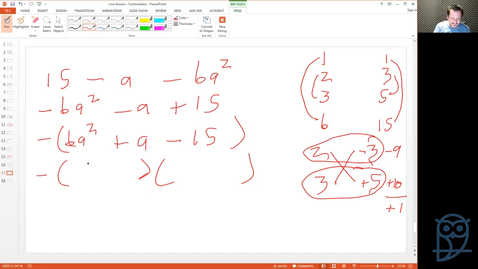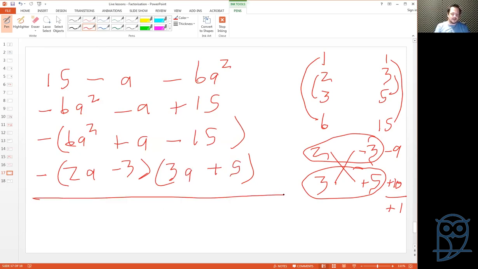Everybody gets a bracket. So we have a 2 with a -3 and an A. We have a 3 with a +5 and an A. Whopping! Maths blown. Just like that.